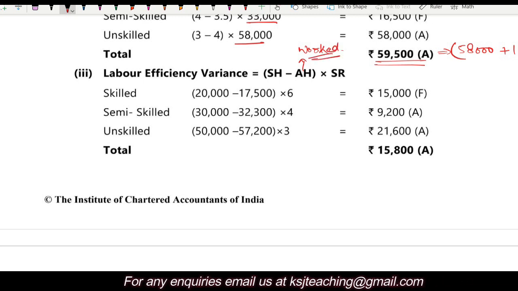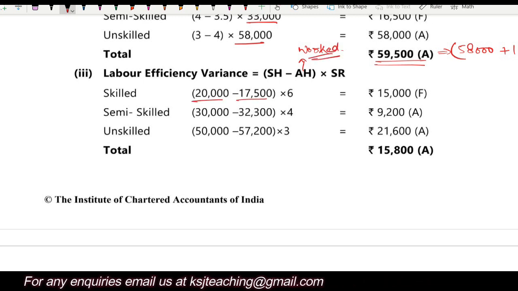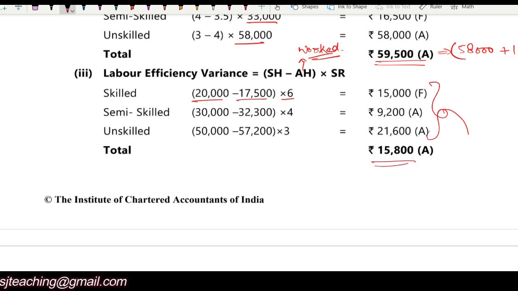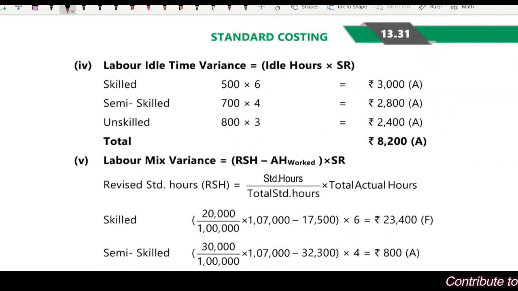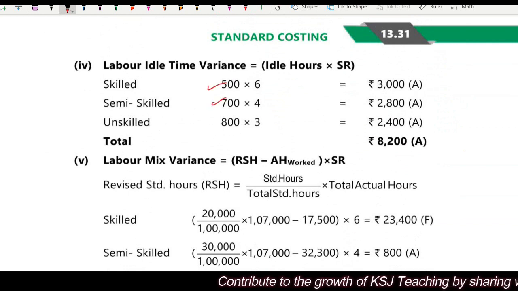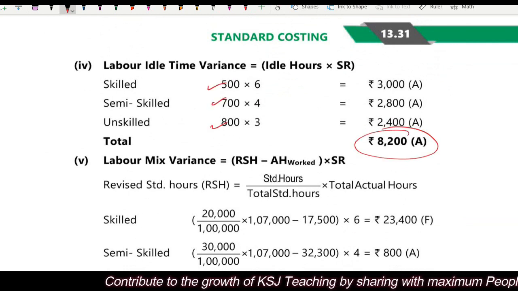Clear? So standard hours 20,000, actual hours worked 17,500 multiplied by standard rate. So the net effect of this will be 15,800 adverse. After that, idle time variance. Idle hours multiplied by standard rate. Idle hours are given to you, multiplied by standard rate. That will be 8,200 adverse.